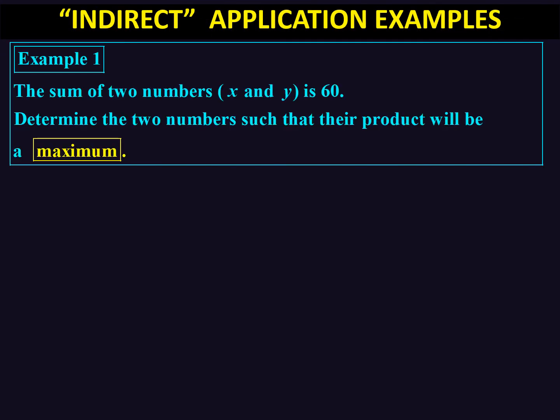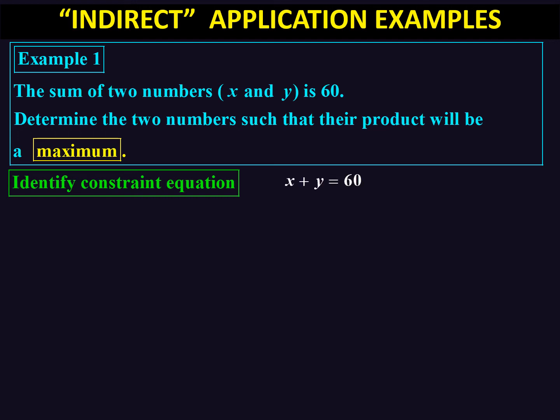So let's look at this example now. Just looking at that, what do you see is missing there? That's right, no objective function is given. So this is an indirect problem. The sum of two numbers, in this case let's use x and y, could have said a and b. So what is the given information? What does sum mean? That's right, x plus y is 60.